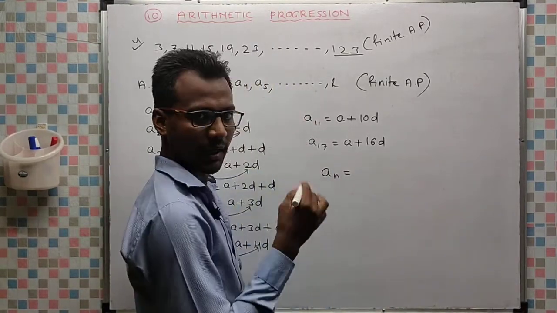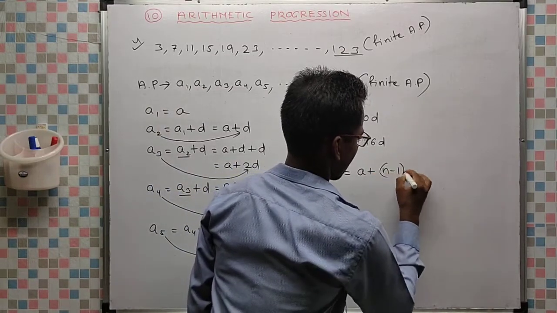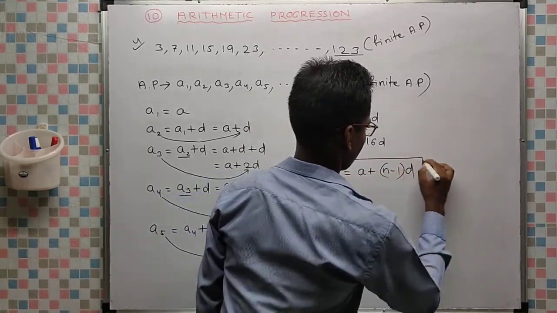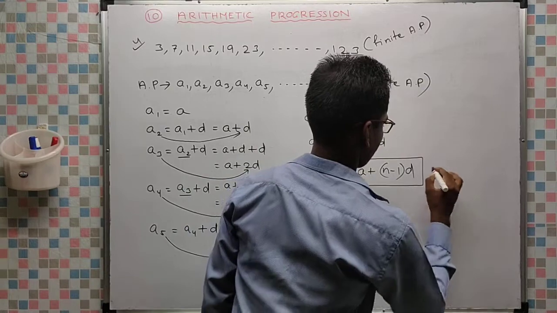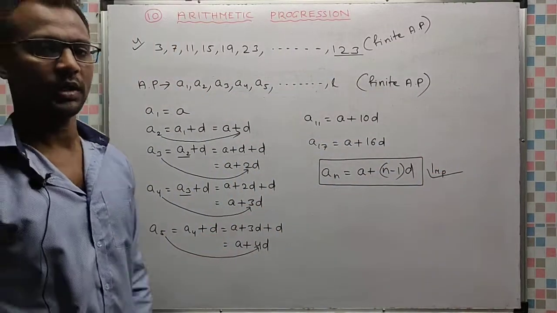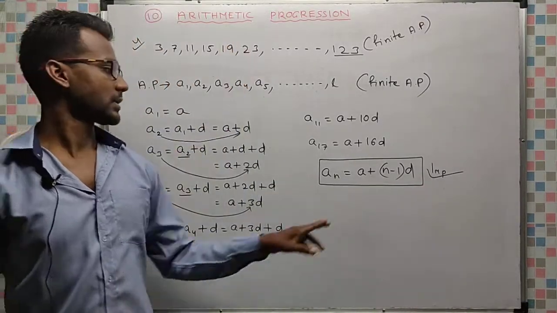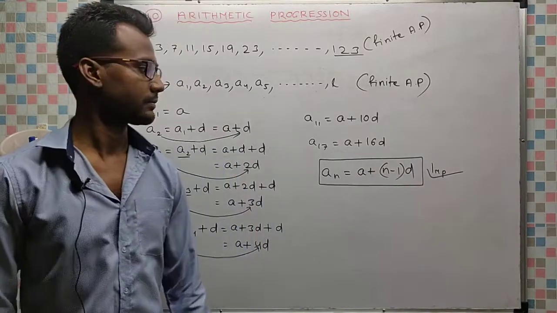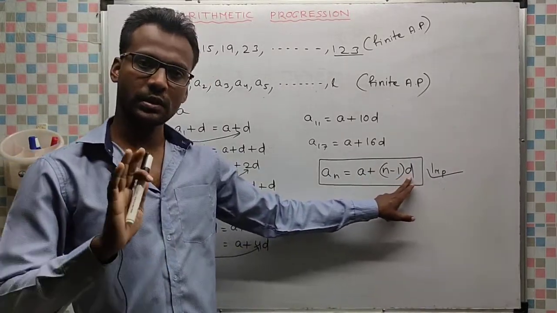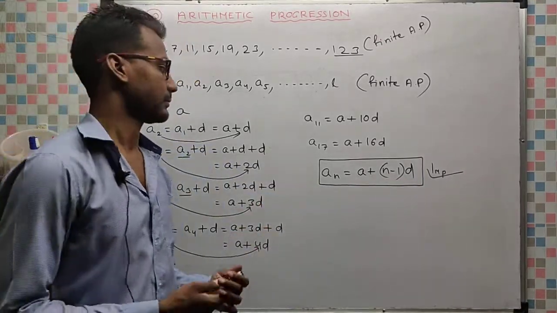An, the nth term, is equal to a plus n minus 1, 1 less, times d. This is important. So the nth term of an AP is a plus (n minus 1)d. What is a? The first term. What is d? The common difference, which is always constant. What is n? The number of terms.